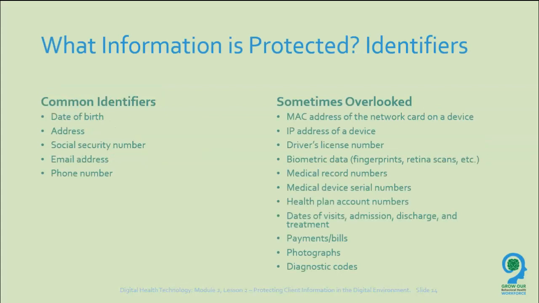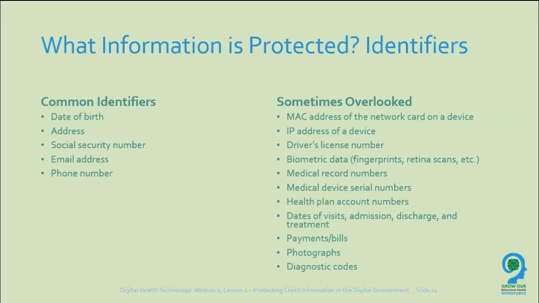So here are some of the common identifiers. Again, it's usually quite easy to recognize that this is health information, but where people can get tripped up is the idea of identifiers. Some of the common identifiers are date of birth, address, social security number, email address, and phone number. So those things are very common, and we learn pretty quickly not to share those because they can easily be linked to a particular patient and their medical and or mental health issues.